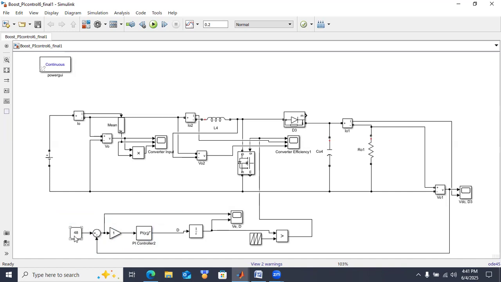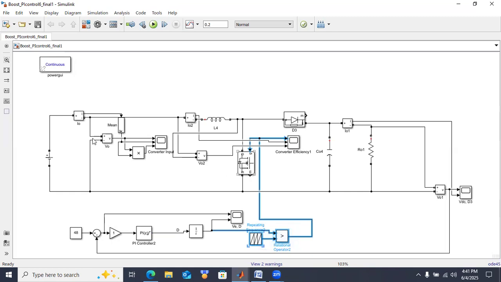That is, the reference voltage is 48 and the load voltage is provided here as feedback, and the error is provided to the PI controller. The PI controller will generate the duty ratio depending upon the error voltage. And the duty ratio is given for pulse generation. The generated pulses are given to the switch here.